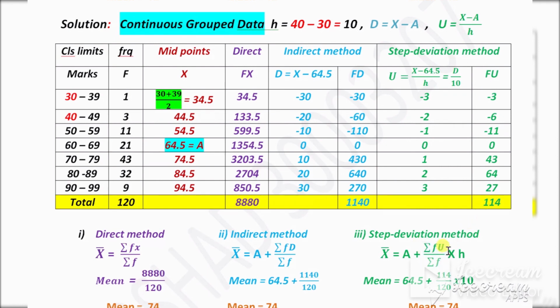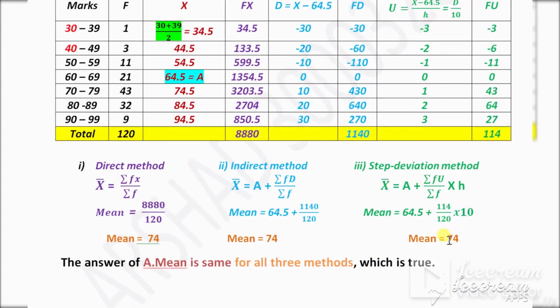So right here for summation fu 114, summation f which is 120, h which is the common difference, 10, which is mentioned here, and a is assumed value, which is 64.5. So first multiply and divide, then you add up the answer with 64.5. We will get mean 74. So the mean is 74 in direct method, and mean is 74 in indirect method, and it is also 74 in step deviation method. So the answer of arithmetic mean is same for all three methods, which is true.